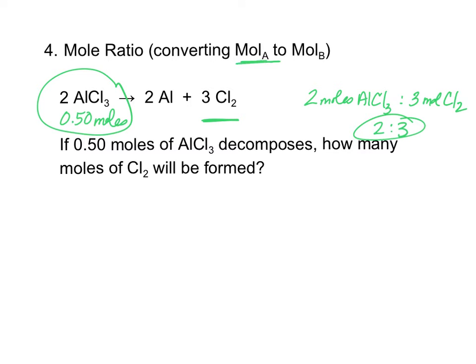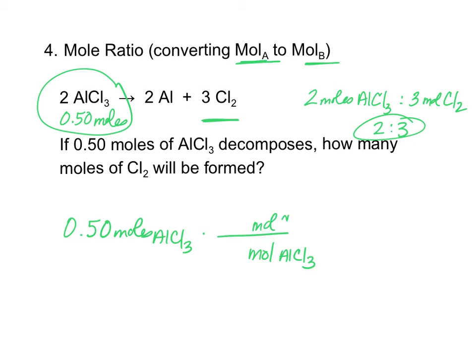We're going from moles of A to moles of B. So we've got a 2-step process here. So this is what it would look like. 0.50 moles of aluminum chloride. And then we need the mole ratio. So moles of aluminum chloride, and we're going to moles of chlorine. The one we're going to is always on the top. What are the numbers? Well, it's a 2 to 3. I get the 2 from there, the 3 from there. And that's all we need. We're going to take 0.5 times 3 and divide it by 2. And I end up with 0.75 moles of chlorine.